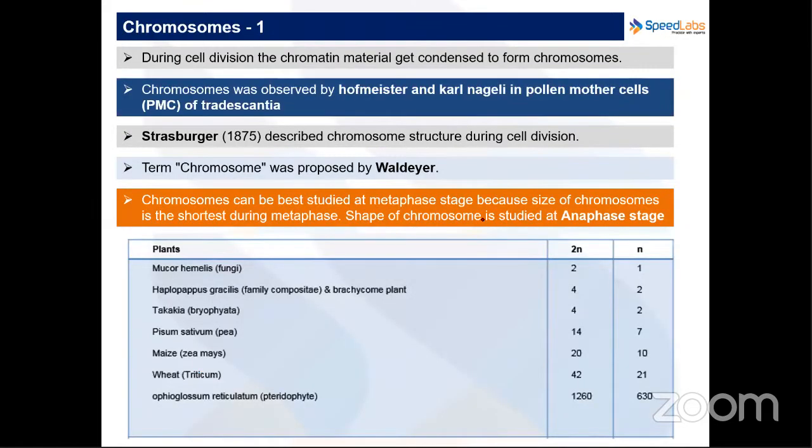Now chromosome structure is very important. You do get questions on chromosomes because you do have genetics in your syllabus. So these terms: the scientist who first described chromosomes is Strasburger, and the term chromosome was coined by Waldeyer. Chromosome literally means a stained body. Chromosomes are formed as a result of shortening and condensation of the chromatin material, and they can be best studied during metaphase.